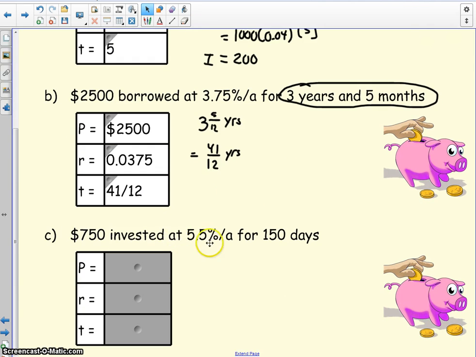I'll let you do the calculation for the interest here, and then I want you to try C on your own. So finish up B, do C on your own, see if we both get the same answers, and push play when you're ready to see them.